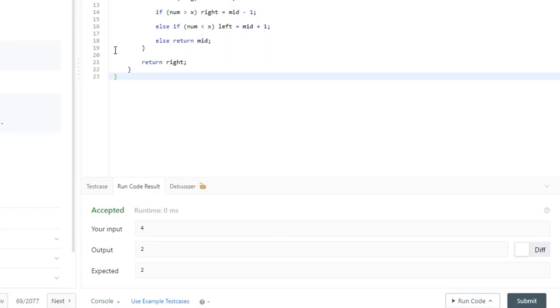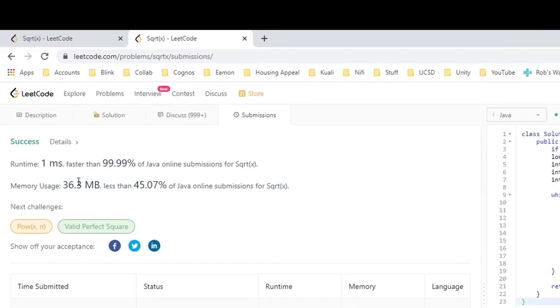Accepted, no surprise there. I obviously run these beforehand to make sure they work. And submit it. So faster than 99.99%. Ooh, there's just one out there that's faster. And 36.3 megabytes, less than 45%, so middle of the road.